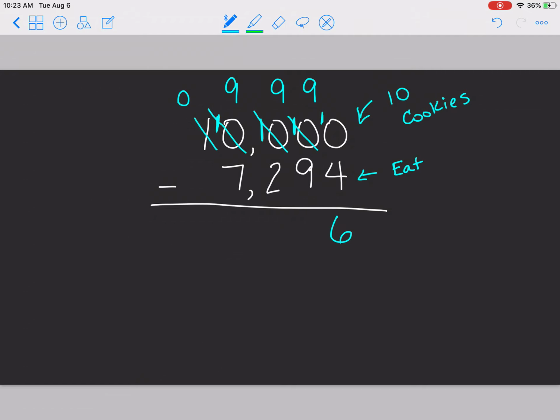Now I'm going to come over to the tens place. I have 9 minus 9 is 0. If I move to the hundreds place, 9 minus 2 is 7. Put my comma in. Then I finally have my 9 minus 7 is 2. So my final answer when I subtract 7,294 from 10,000 is 2,706.